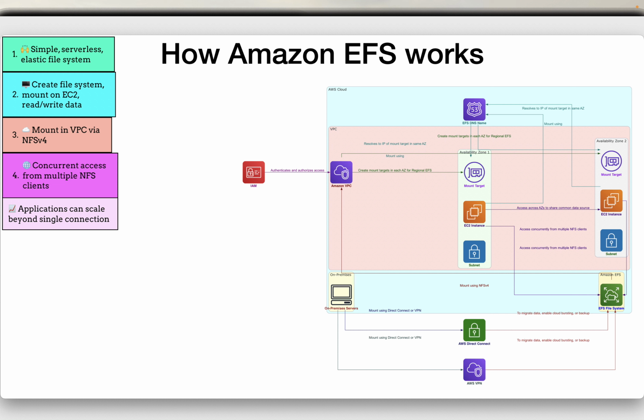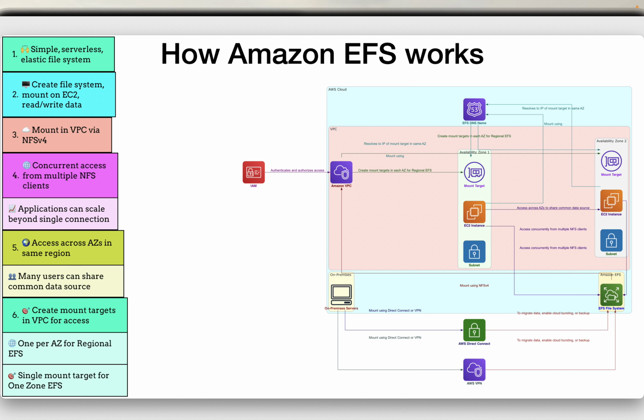You can access your Amazon EFS file system concurrently from multiple NFS clients, so applications can scale beyond a single connection to access a file system. Amazon EC2 and other AWS compute instances running in multiple availability zones within the same AWS region can access the file system, so that many users can access and share a common data source.